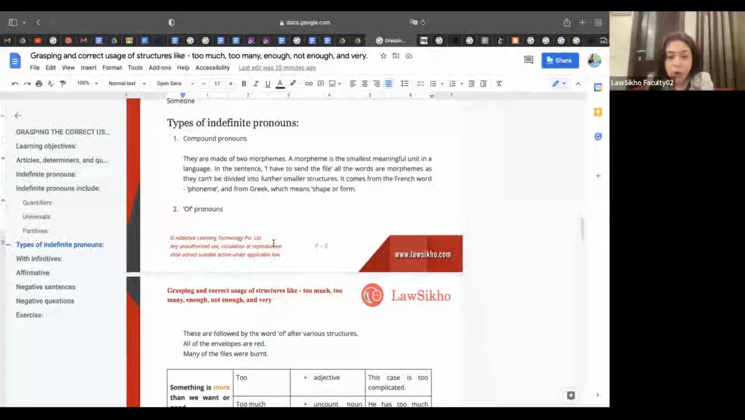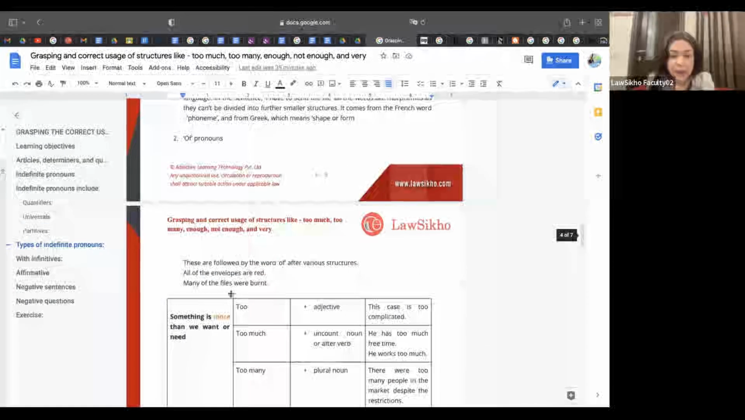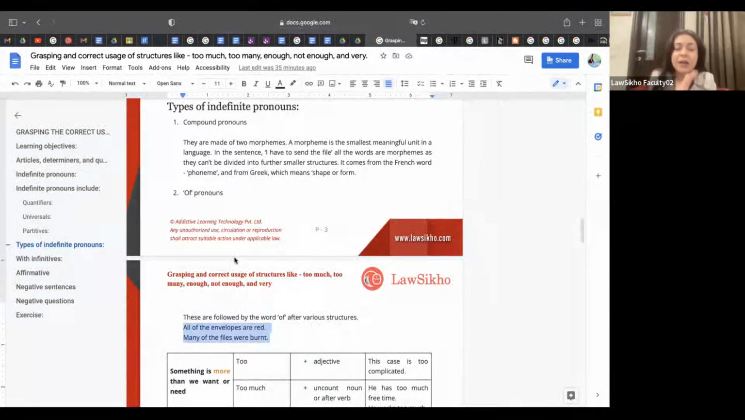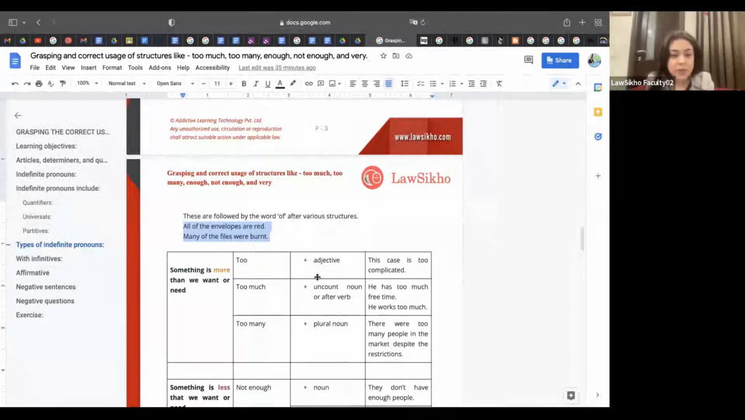Moving forward, now all of the examples that I'm going to be giving are also some which are called of pronouns. All of the envelopes are red. Now, of pronouns are those pronouns that use the same words with an of later, they are called of pronouns. Now, all of these can be used with an of or without an of, depending upon the context. As soon as we add an of to it, the name changes, the nomenclature that is, and it becomes an of pronoun. I'm going to be reading out two examples. All of the envelopes are red. Many of the files were burnt.